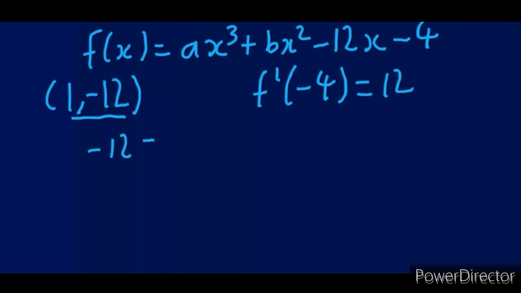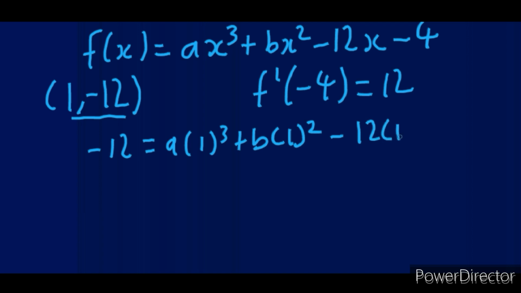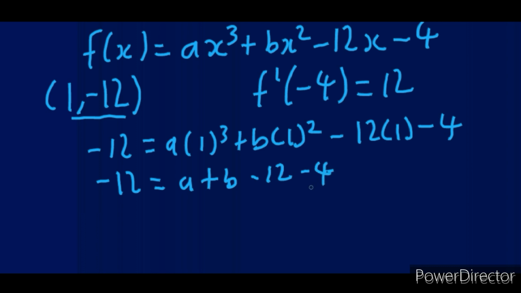Therefore, we're going to have -12 equals a into 1 cubed, plus b into 1 squared, minus 12 into 1, minus 4. And we're going to have -12 equals a plus b minus 12 minus 4. And I know -12 and -12 will just cancel. If I take this negative 4 to the other side, it's going to become 4. Alright, you can do it anyhow. I just cancel the two. Whenever two things are the same but on the opposite sides of the equation, they will cancel, because if one comes to the other side, they'll just cancel. So this is going to be our equation 1.